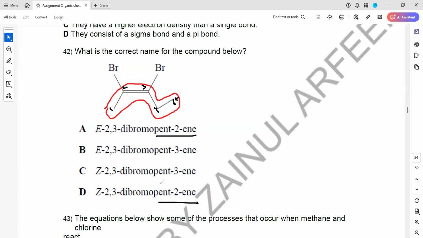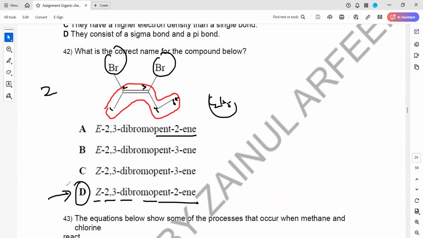So pent-2-ene is correct. And when we compare the groups, we compare the mass of the group, which has the greater mass. Bromine's mass is 80. Here the carbon group is C2H5, so this will not be 80. So the heavy groups are attached on the same side. So this should be Z. And at the second and third positions, bromine atoms are attached. So 2,3-dibromo pent-2-ene. So D will be the right answer.